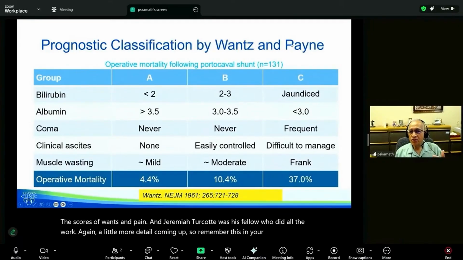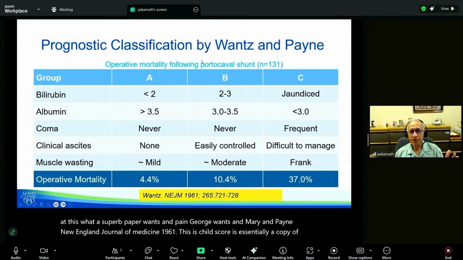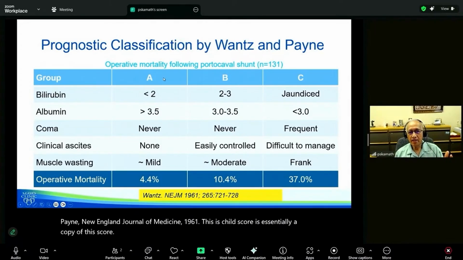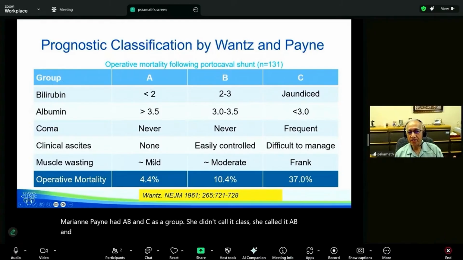Look at this. What a superb paper. Wants and Payne. George Wants and Mary Ann Payne. New England Journal of Medicine, 1961. Child score is essentially a copy of this score. Mary Ann Payne had A, B, and C as a group. She didn't call it class, she called it A, B, and C. Look at the criteria she used, still managed, almost identical. So the Child is almost identical to this, the operative mortality.